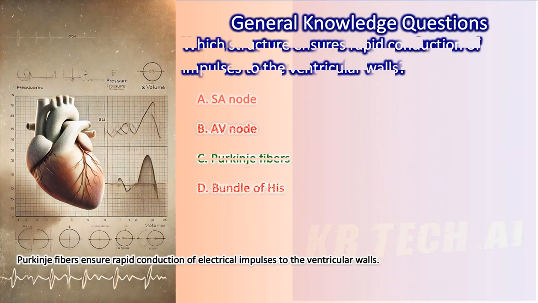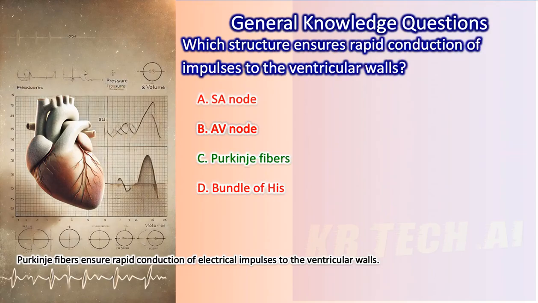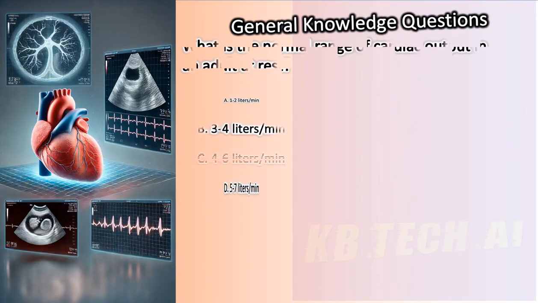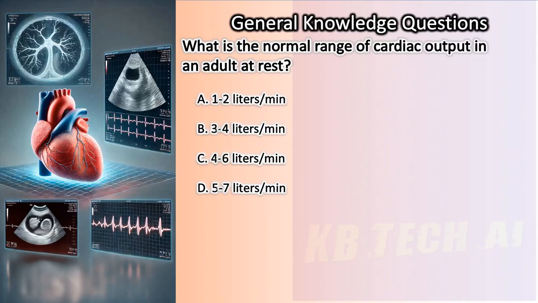The answer is option 3. Purkinje fibers. Which is the normal range of cardiac output in an adult at rest? Option 1. 1 to 2 liters per minute. Option 2. 3 to 4 liters per minute. Option 3. 4 to 6 liters per minute. Option 4. 5 to 7 liters per minute.